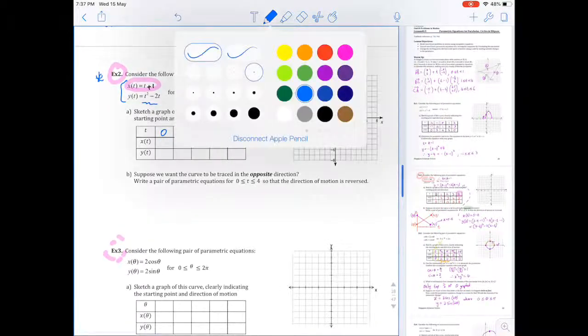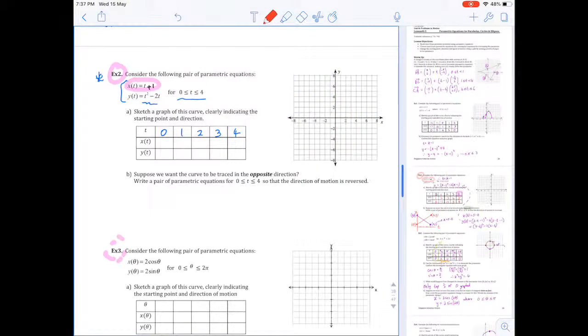Okay, first things first, I've selected integer time values from the lower end of my domain to the upper end of my domain. For x of t, I'm now going to focus on the relationship between x and time, and the corresponding x values for time equals 0 through 4 will be 1, 2, 3, 4, and 5, because of course the relationship is x equals time plus 1.